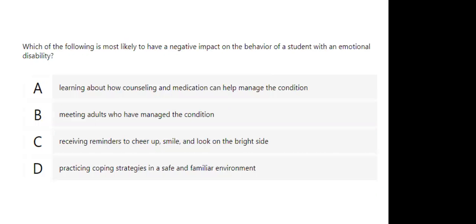And I believe this is going to be our last question in this category. Which of the following is most likely to have a negative impact on the behavior of a student with an emotional disability? We already know the child's behavior is not stable. They have an emotional disability. So which one of these, A, B, C, or D, would most likely have a negative impact on the behavior of that student that's already unstable emotionally?